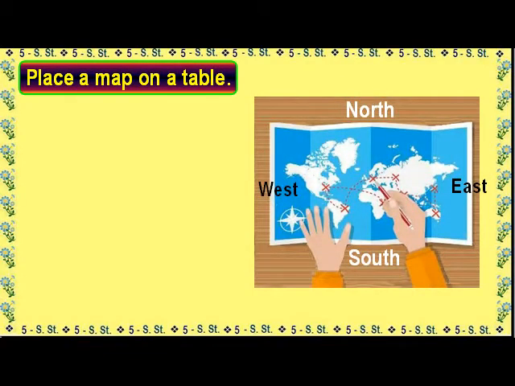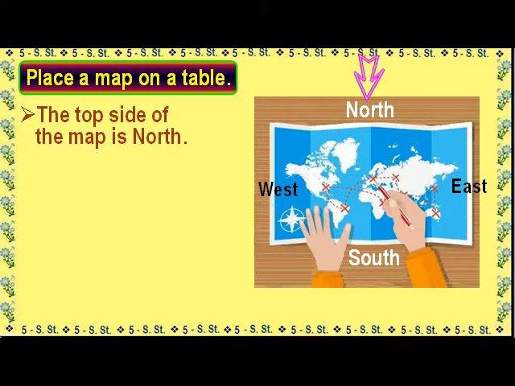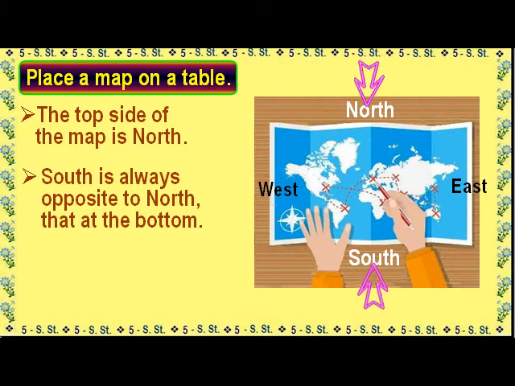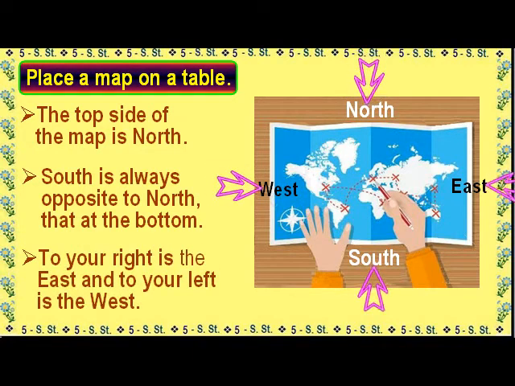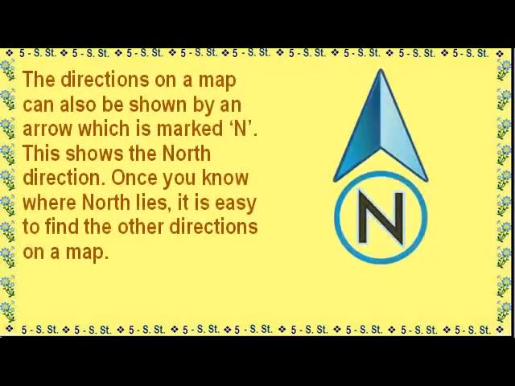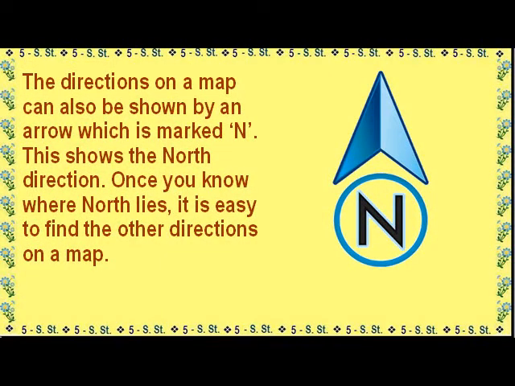Place a map on a table. The top side of the map is north. South is always opposite to north, that is at the bottom. To your right is the east and your left is the west. The directions on a map can also be shown by an arrow which is marked N. This shows the north direction. Once you know where north lies, it is easy to find the other directions on a map.